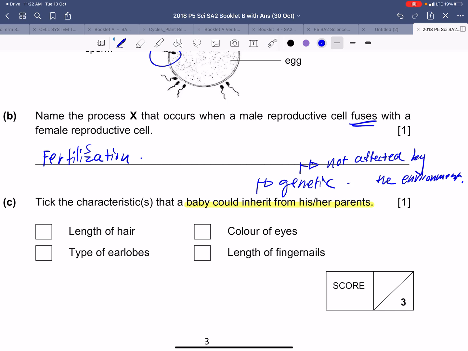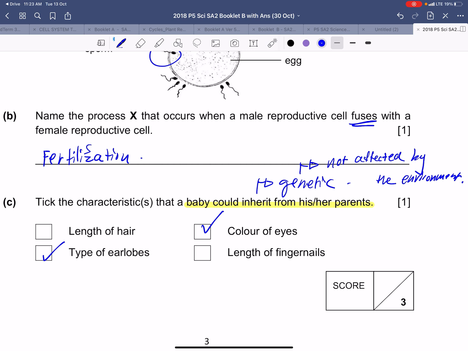So, let's say you grew up in a very poor environment, Sheldon. Your eye color is purple. Yeah, you got it from your parents. It doesn't matter whether you are in a poor environment or in a rich environment, your eye color won't change. That is the meaning of when I say it is not affected by environmental factors. So which one is not? Type of ear lobes as well as color of eyes. These two will not be affected.